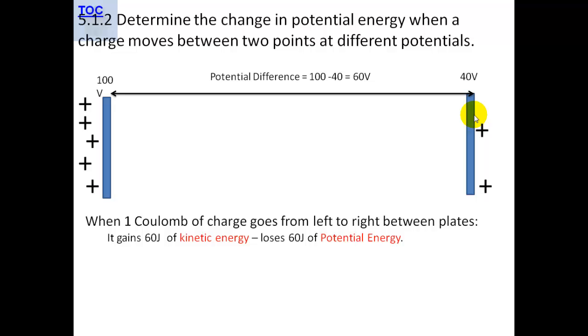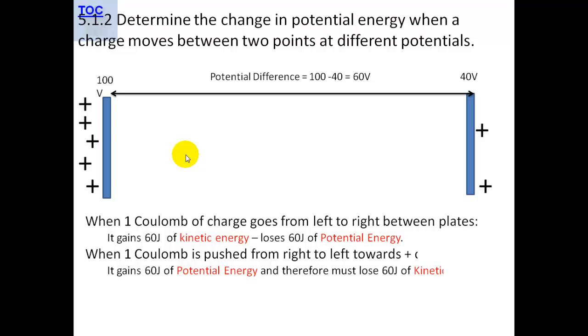If you push it back the other way, then you're pushing it against the electric field, which means that it's going to gain 60 joules of potential energy. When it goes from right to left towards a positive charge, it gains potential energy, which means it loses kinetic energy.